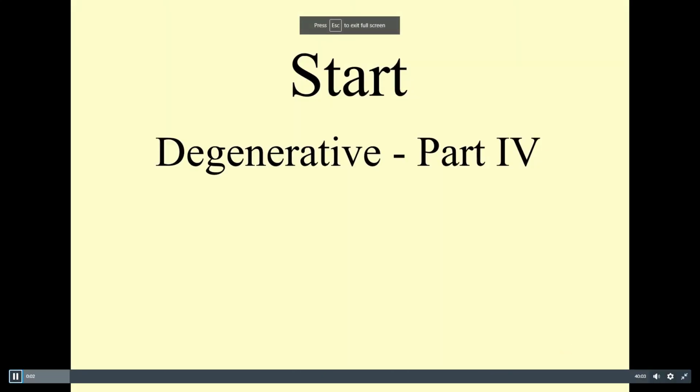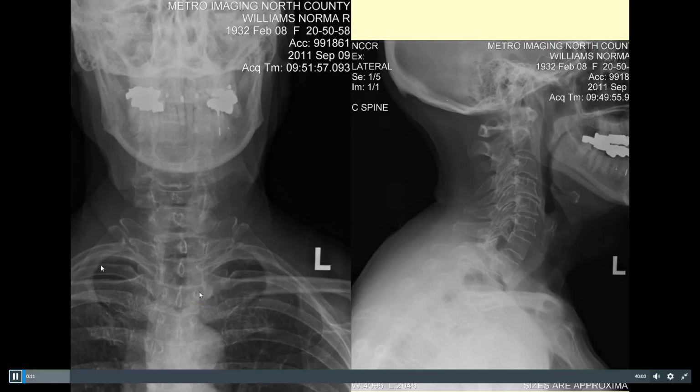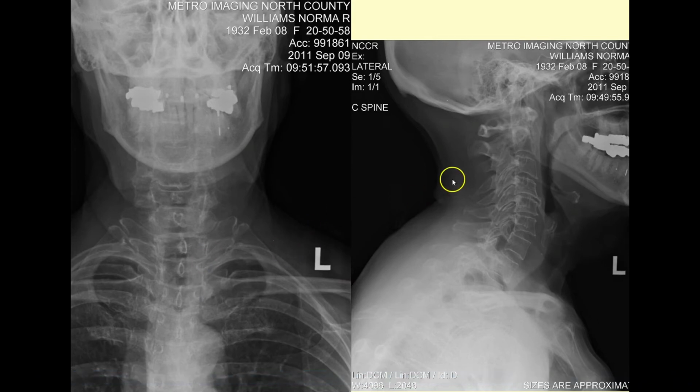Now we continue with the degenerative section, part 4. We're going to focus on spine and sacrum here. So here we are taking a look at an AP lower cervical and a neutral lateral radiograph, and a lot to see. Several things. Again, if you have an organized way to approach the film, I again suggest ABCs.